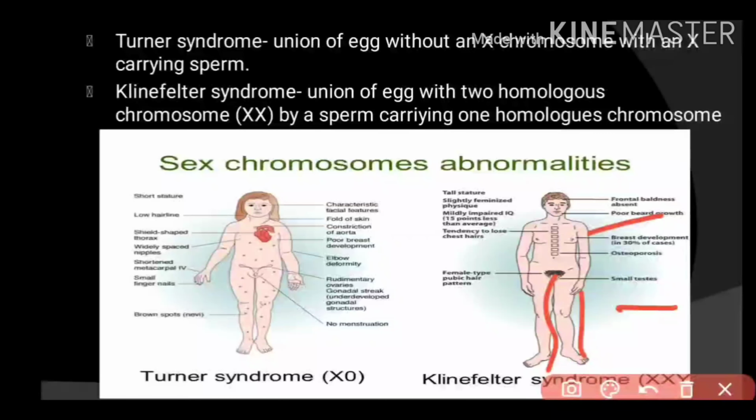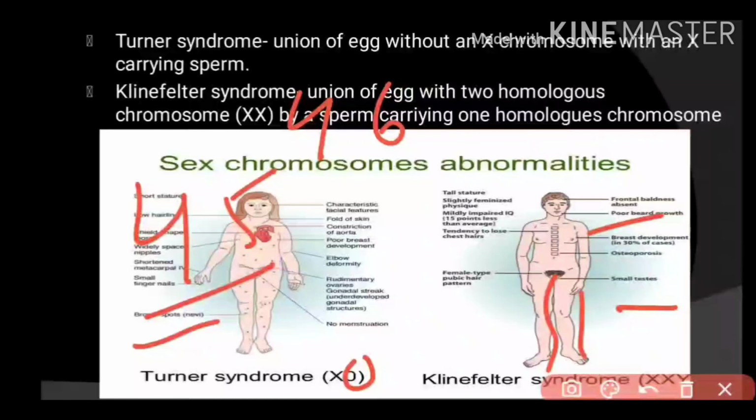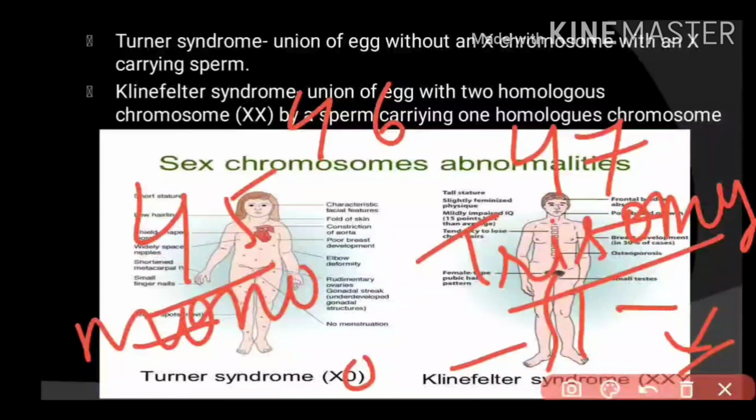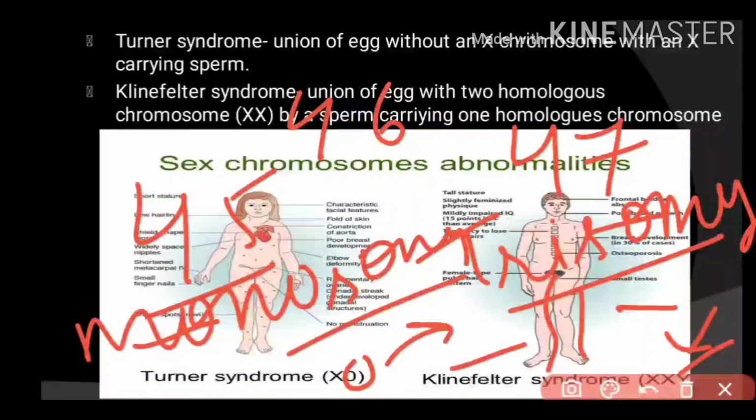One more thing is left: in Turner syndrome, how many chromosomes are there? Generally we have 46 chromosomes, so here one chromosome is missing, and there are 45 chromosomes. In Klinefelter syndrome, one chromosome is added, so such persons have 47 chromosomes. This situation is called trisomy, because one chromosome is added, and Turner syndrome is due to monosomy, because one chromosome is deleted.